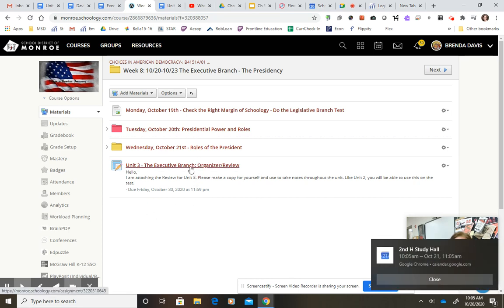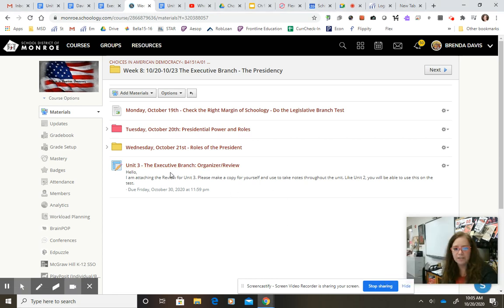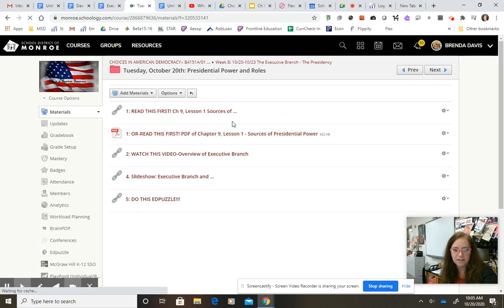And then after this week, that organizer will go back on that front page so you can always get to it for this unit. And I'm not done with Thursday yet, so I'm still working on Thursday. I started because I saw another teacher doing this and I thought it was a really good idea. Put the numbers of what you need to do each day. So number 1, the first thing is to read your chapter. Number 2, we're going to watch a video on the executive branch. It's just kind of an overview.